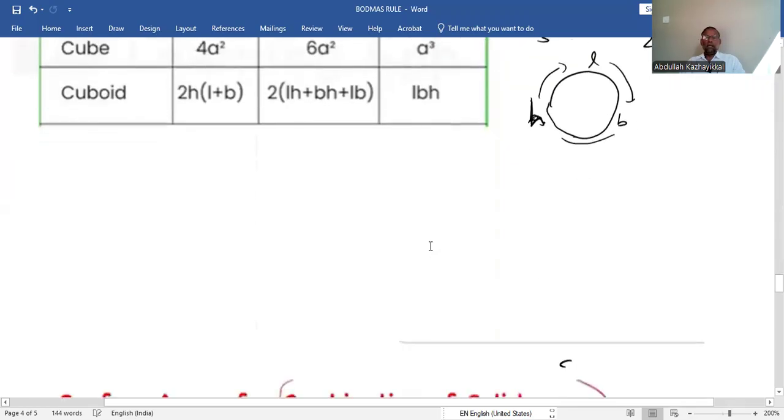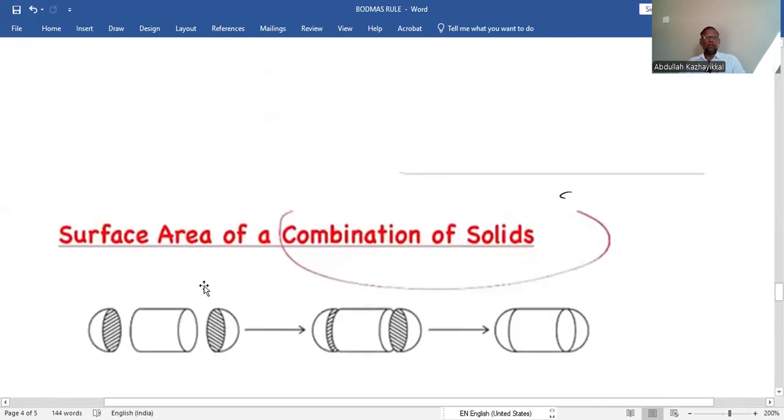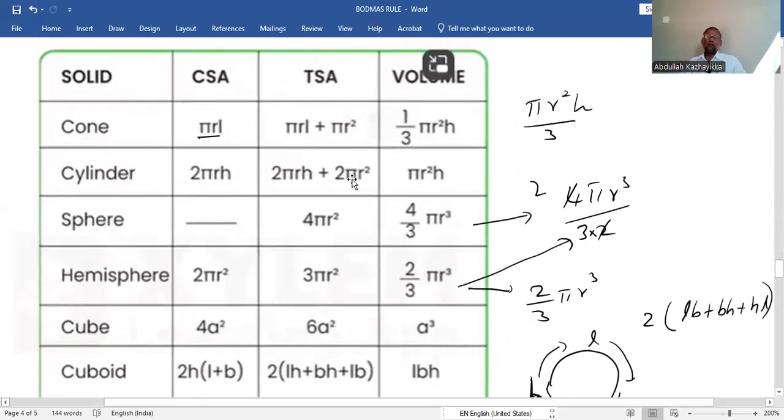So, please study this formula, all of you. Tomorrow we will study surface area and combination of solid surface area. From this combination, we will study more things. I will explain. If you have any doubt, please call me.